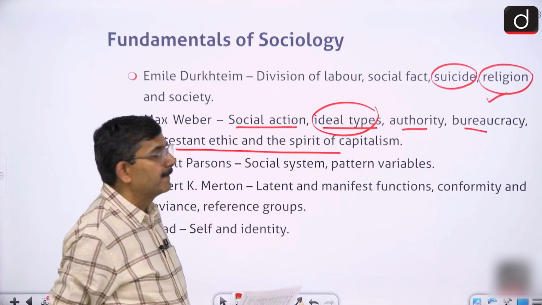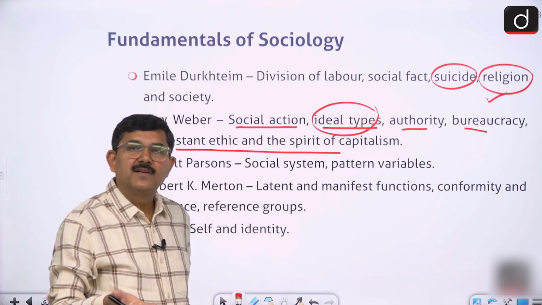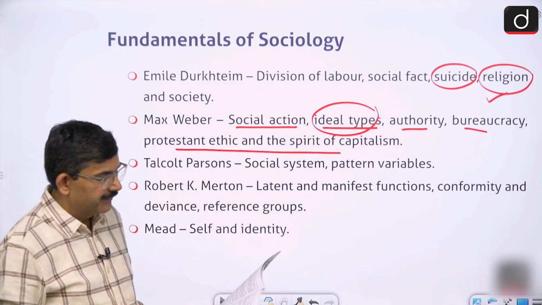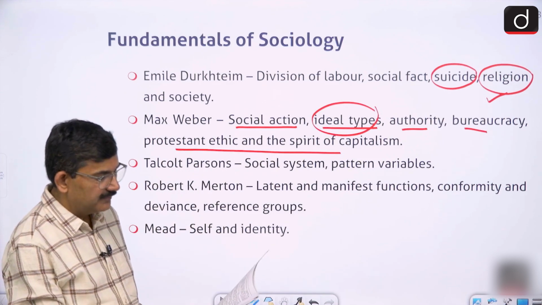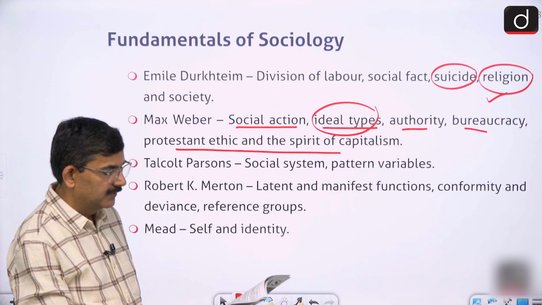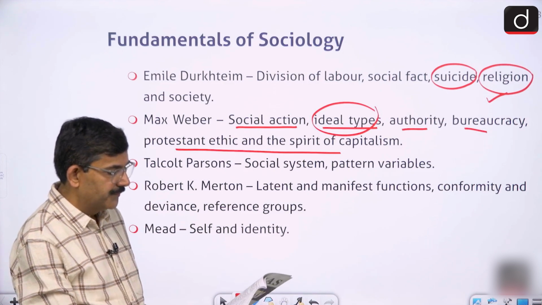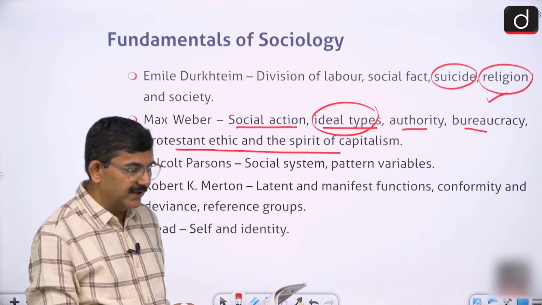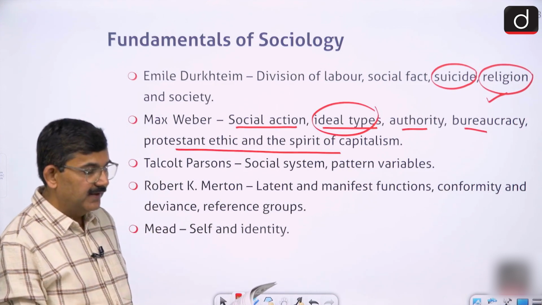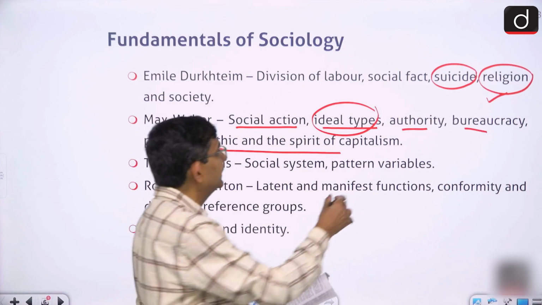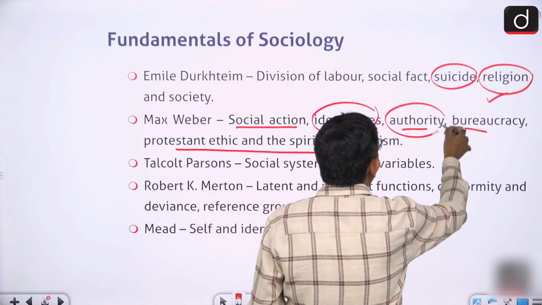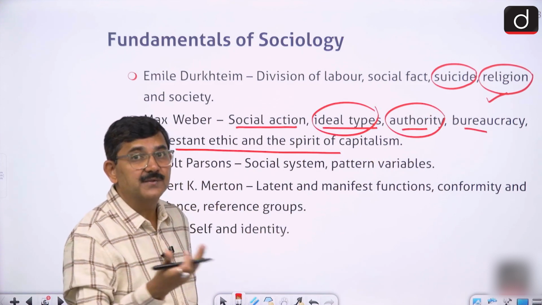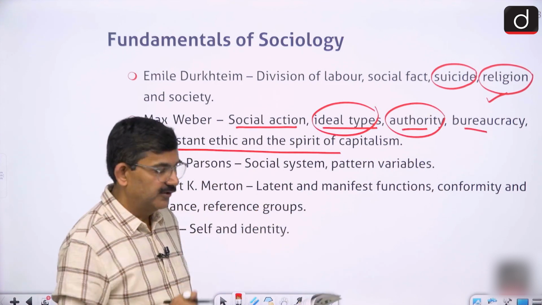So that's what you have to explain, and it is directly from this topic, ideal type. Okay, next: which concept did Weber use to analyze the forms of legitimate domination? It is authority. Authority means legitimate domination. Wherever this is asked, the concept is authority. So you have to explain authority.